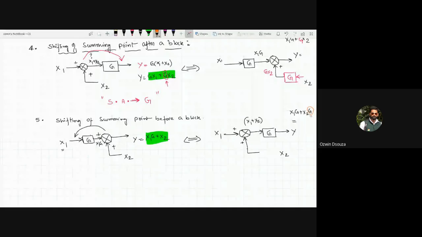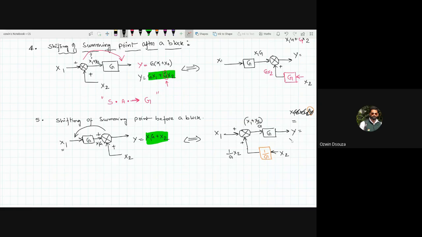Now, how do I cancel out this particular G term? It is possible to cancel out this particular G term, provided you multiply the signal x2 with 1 by G. So if you multiply the signal x2 with 1 by G, then the signal value at the bottom half of this summer becomes 1 by G into x2. And your output y then becomes, okay, so this is x2 by G.